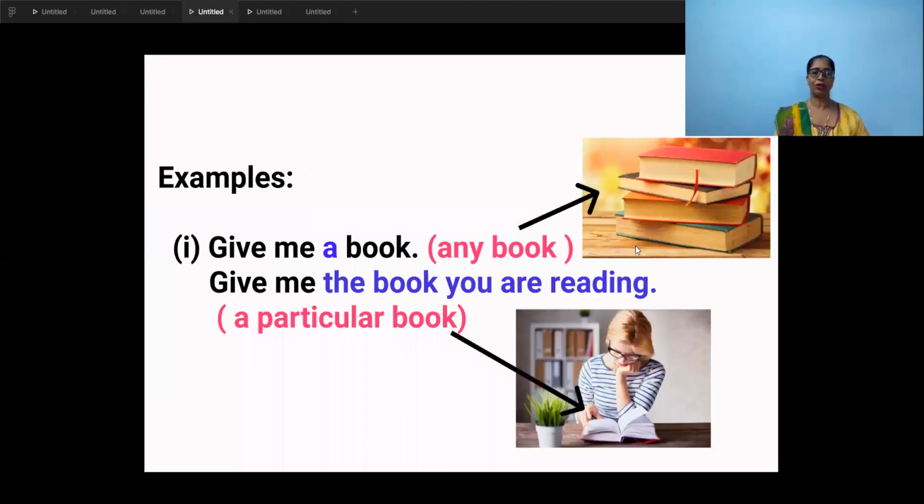Let me explain with the help of this example. Look at this picture. In the first picture, you see there are 1, 2, 3, 4 books. And if I say, give me a book, it could be any of the books that I'm asking for. You may give me any of the books. So it is the use of article a book. But if I want a particular book, एक खास book चाहिए और कोई नहीं, particular book ही चाहिए मुझे, then I have to mention, give me the book you are reading. The. When I say the, then it refers to that particular book.